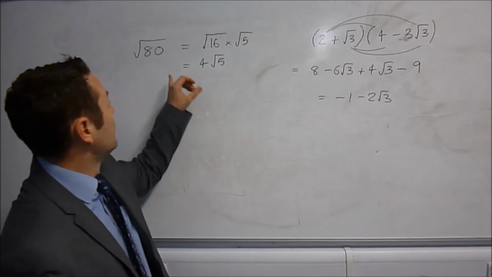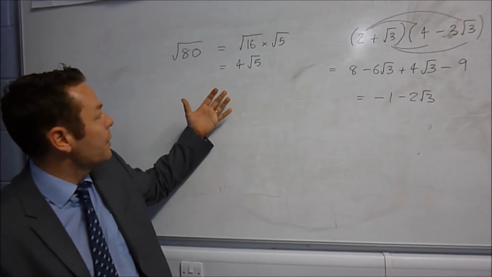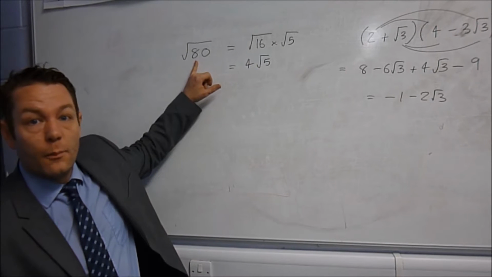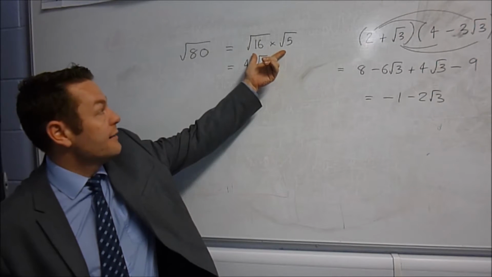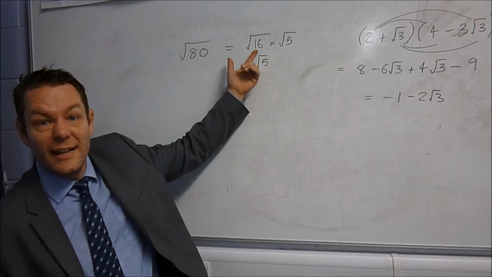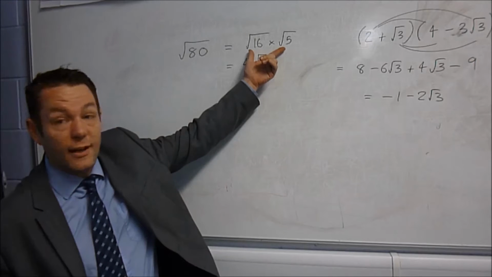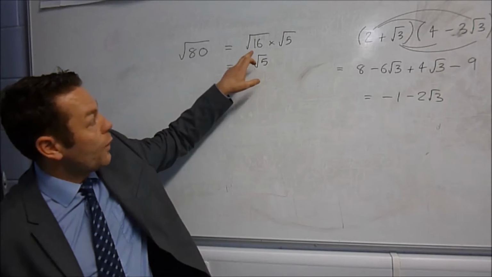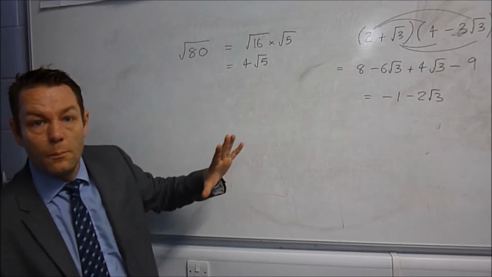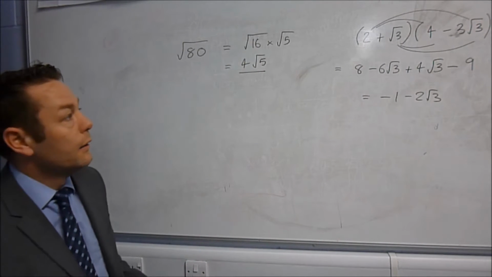Dead easy. Firstly, simplifying, quite often the first question on the paper. Root 80, for example. What you're looking for is that biggest square number that goes into 80. So in this case, 16. What's left is 5 as a factor. So we've got root 16 times root 5. Simplifies down to 4 root 5, because the square root of 16 is 4. Boom. Done. Easy. 1A, out of the way.